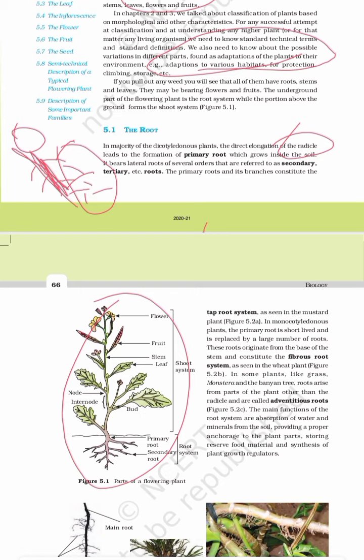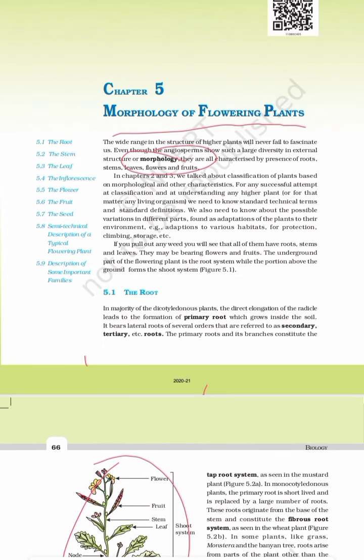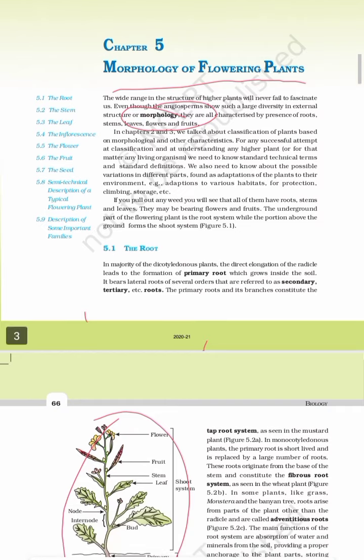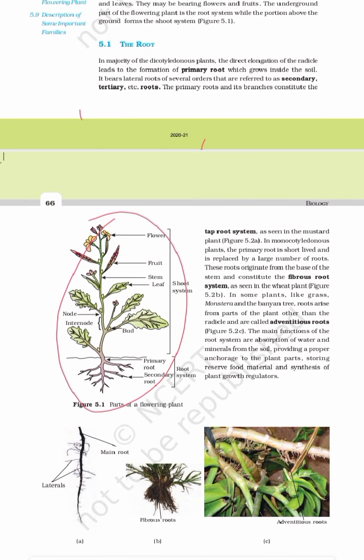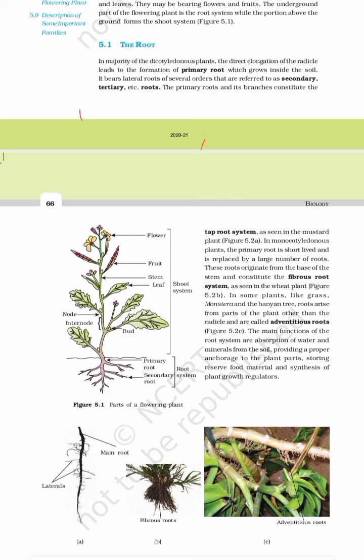In dicot, as I have told, the taproot is the major one. So you can make a note of it in the textbook: dicotyledon, taproot system. Next is monocotyledon. In monocotyledon, the primary root is very short and is replaced by a large number of roots. For example, it is a fibrous root system.